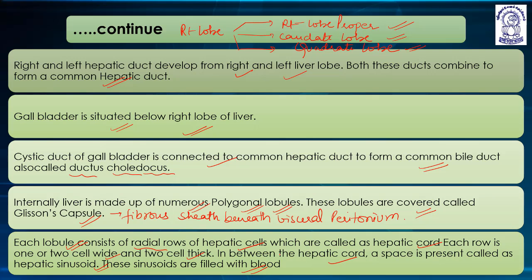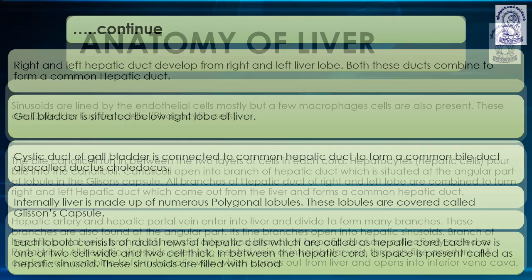Internally, the liver is made up of many lobes and lobules which are covered by Glisson's capsule. Glisson's capsule is a white fibrous sheath beneath the visceral peritoneum. Each lobule consists of radial rows of cells called hepatic cords. Each row is one or two cells wide and one or two cells thick. In between the hepatic cords, a space is present, which is known as what? Hepatic sinusoid. These sinusoids are filled with blood. So this is about the internal anatomy of the liver.